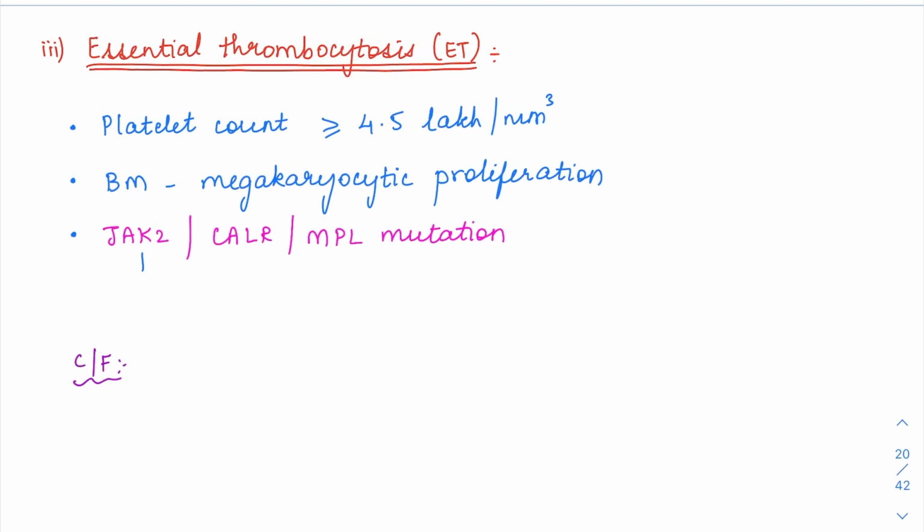And in the bone marrow, if you see, there is going to be megakaryocytic proliferation. Only in polycythemia vera we had panmyelosis. So in thrombocytosis, it is just the platelets which are going to be elevated. Only the megakaryocytic proliferation is there.